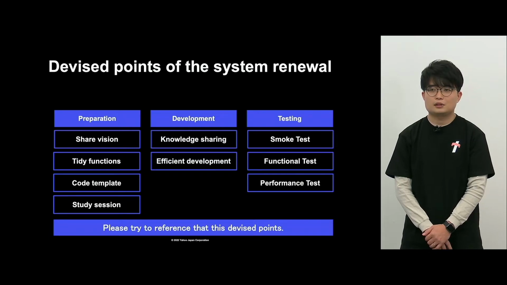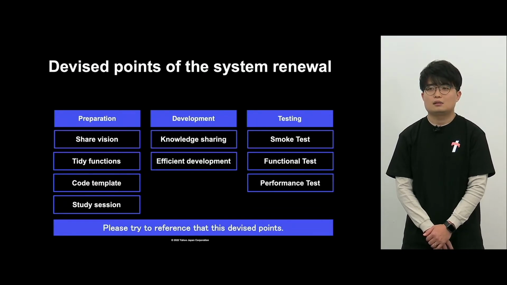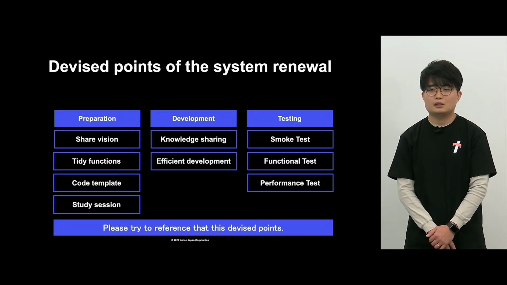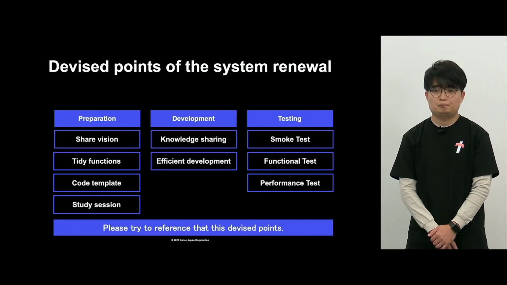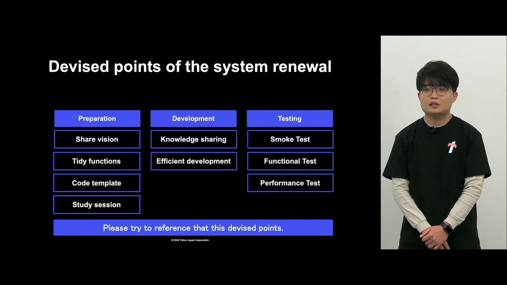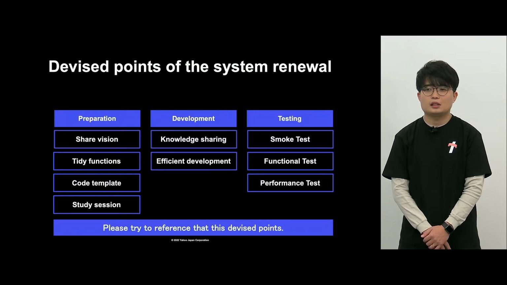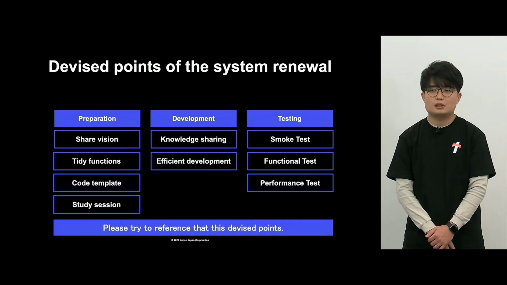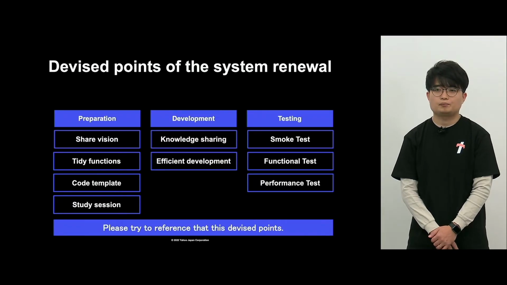So I talked about 3 areas that we used our creativity in system refresh. In preparation, we reduced the development cost with functional organization and used templates so that development could be done in parallel. And we also shared knowledge through study meetings. In development, we shared knowledge and we accelerated Go generate, and that led to development efficiency. In test, smoke test and performance test were conducted. And I also talked about how we realized this.